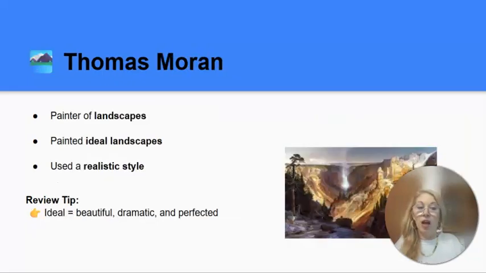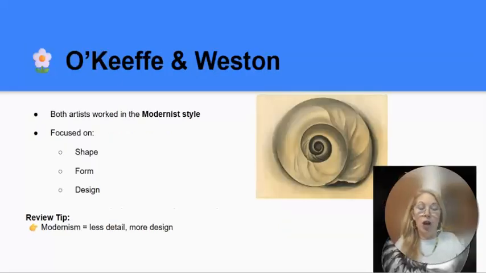We also talked about Thomas Moran, the artist. He was a painter of landscapes. He painted ideal landscapes, meaning not as they actually looked, but the way that they looked in his mind, but he used a realistic style. We talked about O'Keeffe and Weston.